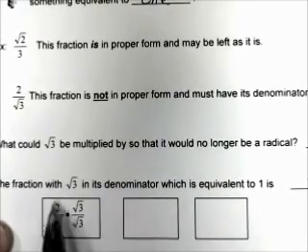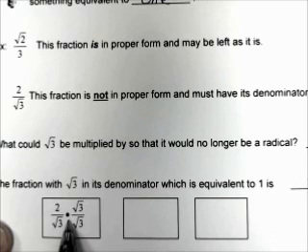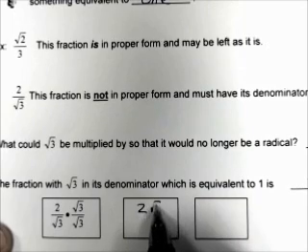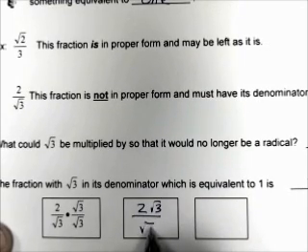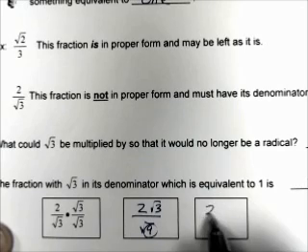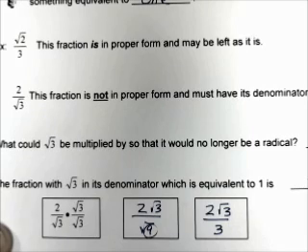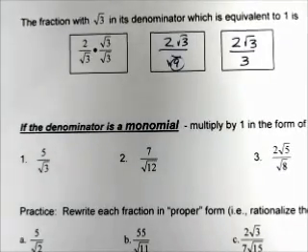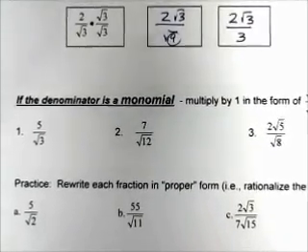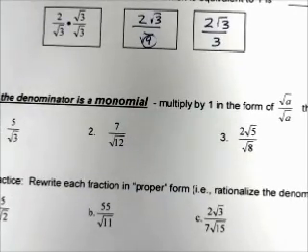So if we take our fraction 2 over the square root of 3 and multiply by 1 in the form of square root of 3 over square root of 3, we get 2 square root of 3 over the square root of 9, and the square root of 9 is 3. So that results in 2 square root of 3 over 3. So now this is a rational fraction. The denominator is a rational number. If the denominator is a monomial, we multiply by 1 in the form of square root of a over square root of a, then simplify the result.